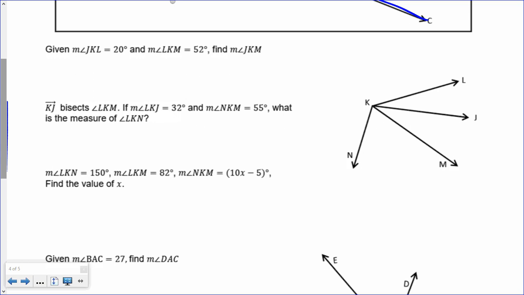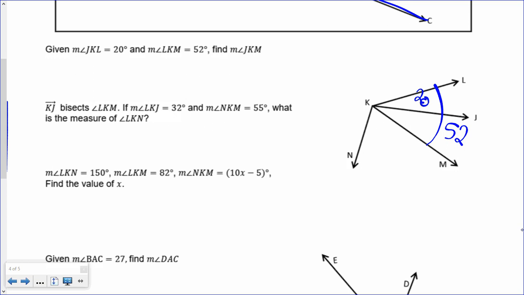But for this first example, I know that JKL is 20. Now this is why we practiced naming angles last time, because you need to be able to see that name and find it. Can you find angle JKL? JKL is right here. It's 20. What else do I know? LKM is 52. I'm after JKM. How would I find angle JKM?